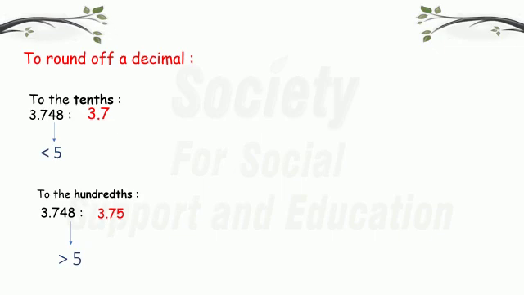Since 8 is greater than 5. If we have a number less than 5, we keep the number as it is, while if it is greater than 5, then we must add 1 to the round off digit, which is the hundredths. So the final result is 3.75.